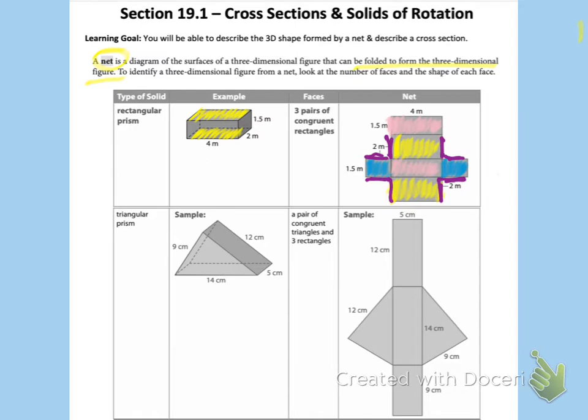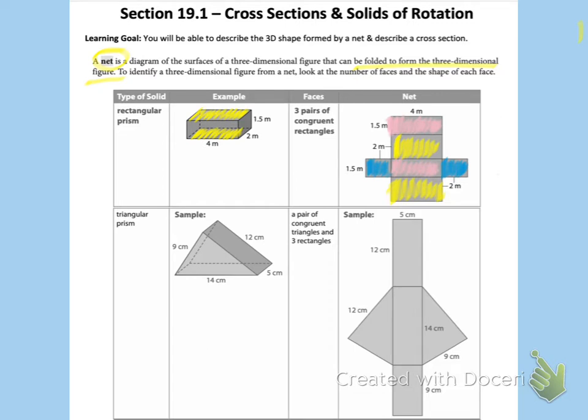So then you can imagine folding it up and making it back into the box that it started with. As far as the faces, we see 4 of these faces on the sides and 2 pairs are congruent, and then we have the top and the bottom that are also congruent.